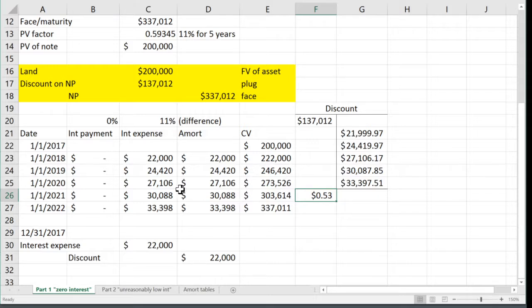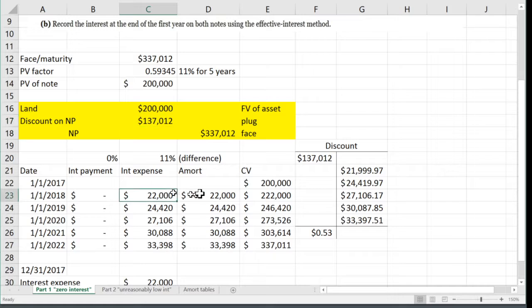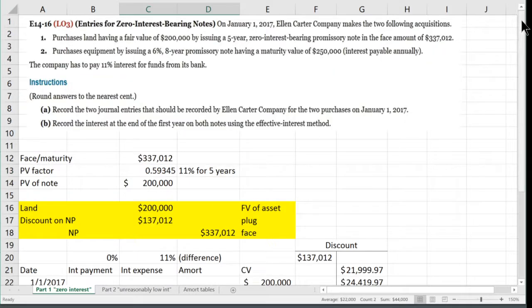This is the same way a bond works. Just because we call it a note payable instead of a bond payable doesn't mean the interest actually works differently. The interest works exactly the same. So every period, this is going to be our journal entry, expense and discount, and that's how we're going to record things. So the journal entry that should be recorded when we make the purchase: debit the land, credit note payable for the face, discount is the plug. Interest at the end of the first year is the 12/31/17 adjusting journal entry. It works the same way as a bond payable amortization table. I'll go ahead and stop there, and part 2 of the problem we'll do in a second video.